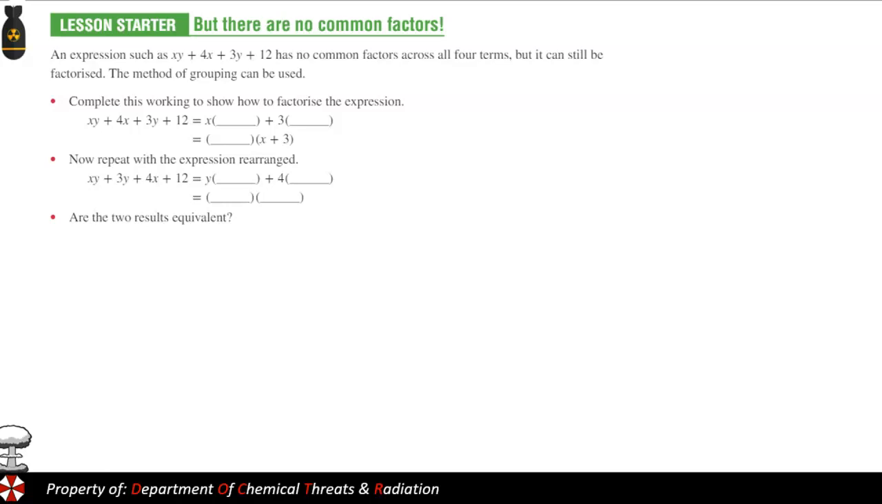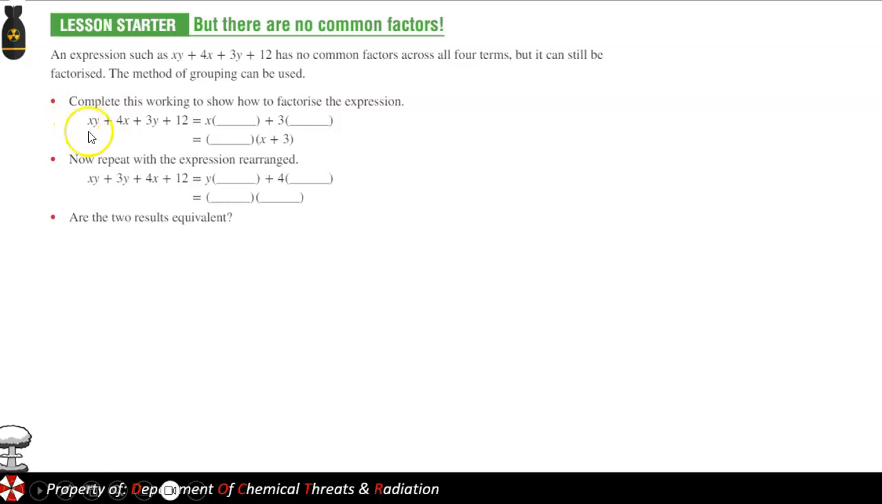So when we looked at the previous example, we talked about how we can pull out a factor that's common to all of them. In this case, there isn't one, but we can still factorise it. So we use this method of grouping. What I want you to do is have a go at filling in this section below.